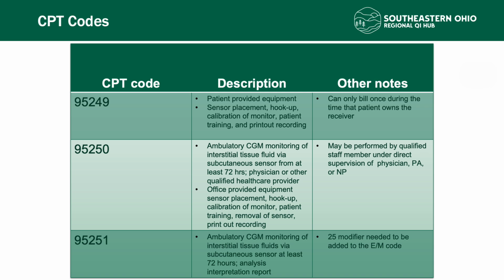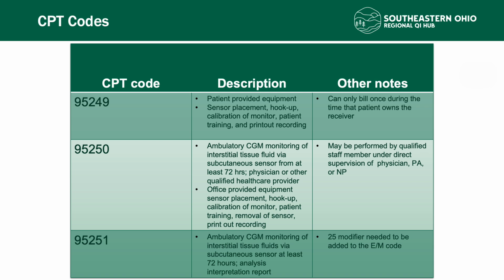And the second code, the 95250 code, is where the office provides the patient with a sensor. So this is like the professional sensors, usually where the data may be blinded to the patient. Part of that is you'll have the patient put on the sensor. They have to have at least 3 days worth of data. They bring it back to the office. Your staff downloads it. They can send the report to you, and you as the physician, the PA or the NP, interpret it. And because this is a procedure that they're doing under your supervision, you can bill for it.